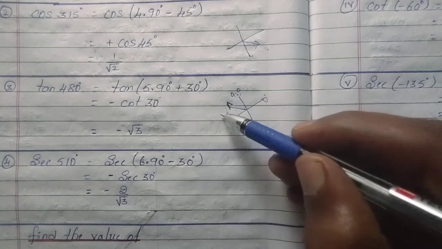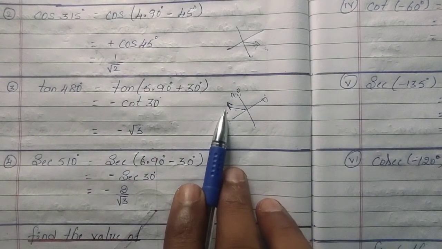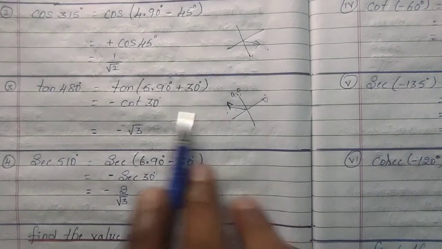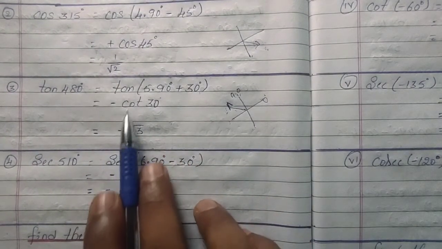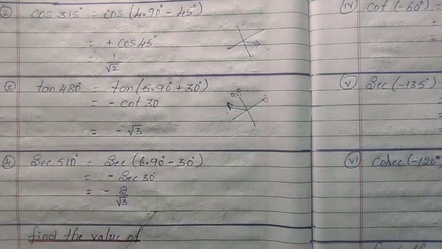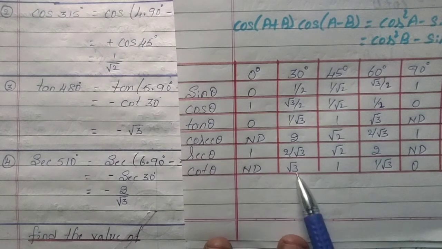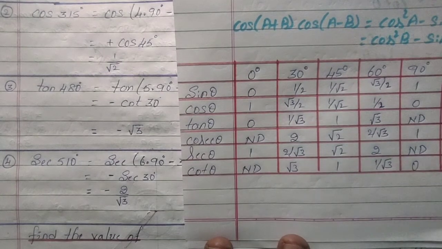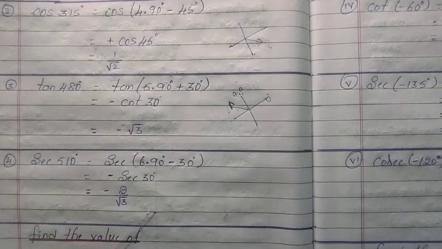In the second quadrant, which are positive? Whether tan is positive in the second quadrant? No. It is negative. Therefore, result sign is minus. So minus, as it is, cot 30. What is cot 30 degree? See here, cot 30 degree is root 3. Therefore, our answer is minus root 3.